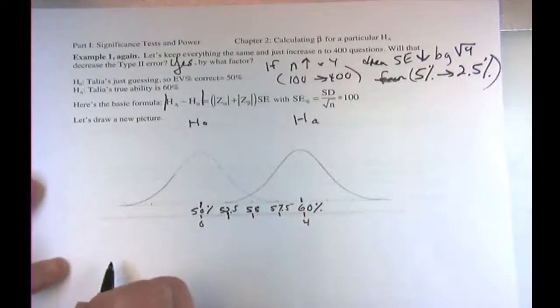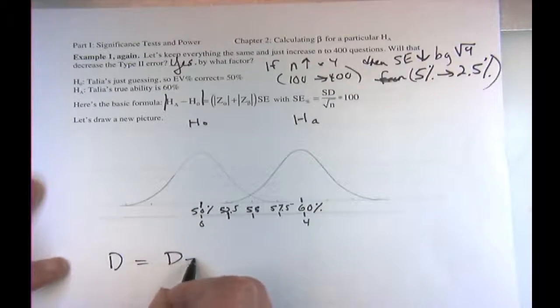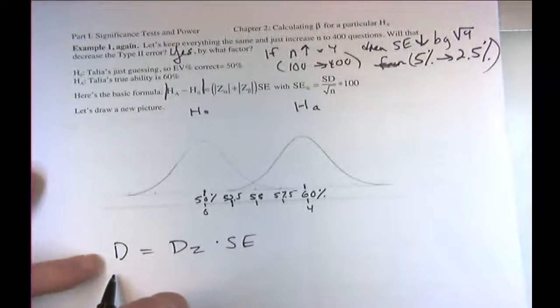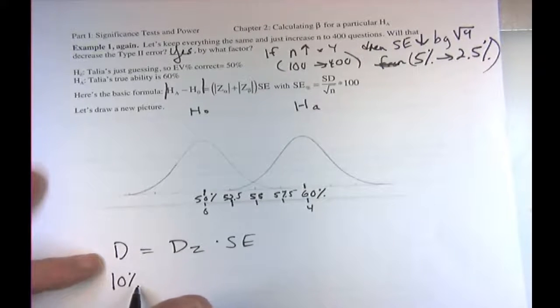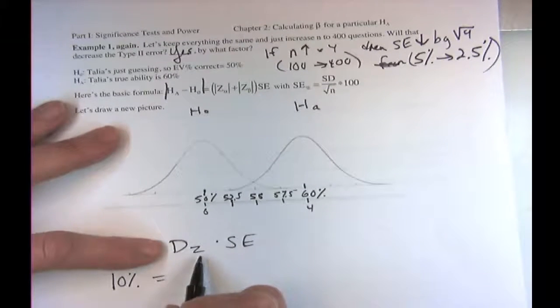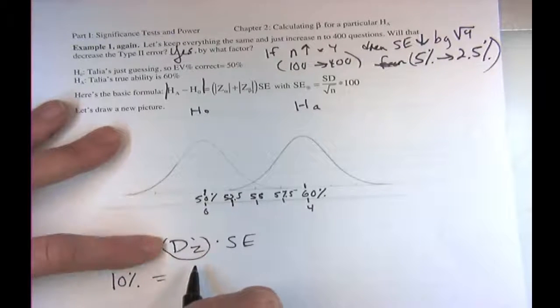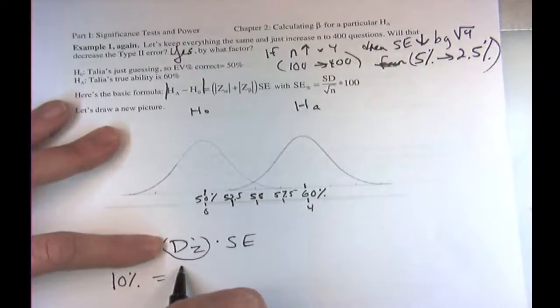So let's use our formula. All we're doing is d as a distance is equal to d as a z-score times our standard error. So we know this distance is still 10%. And here, we're measuring this distance between the null.